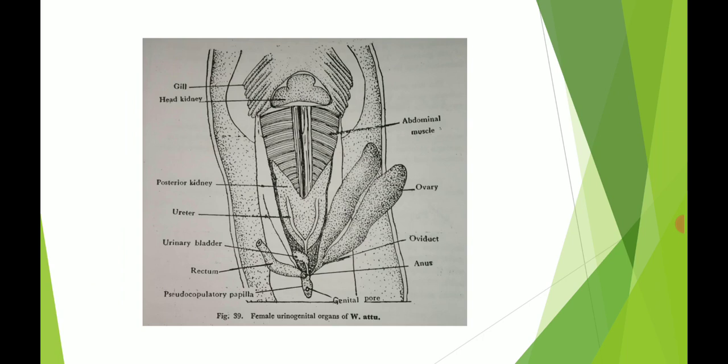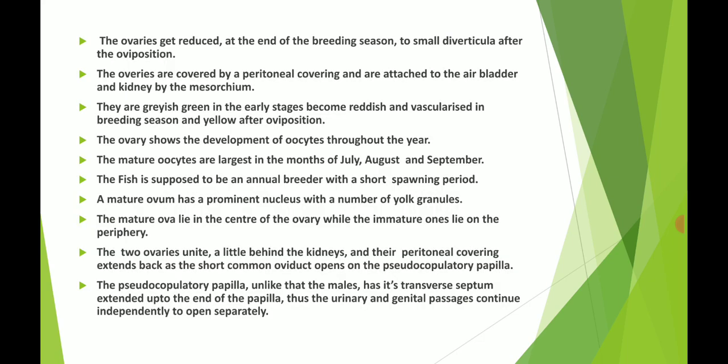We will see the role of the ovaries in the urinogenital organ. The ovaries get reduced at the end of the breeding season to small diverticula after oviposition. The ovaries are covered by a peritoneal covering and are attached to the air bladder and kidney by the mesovarium.